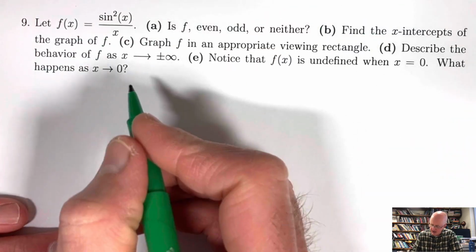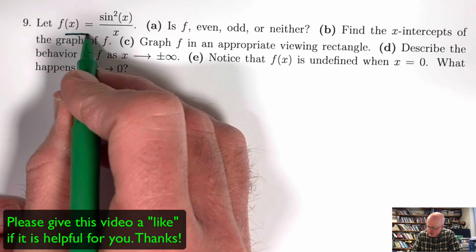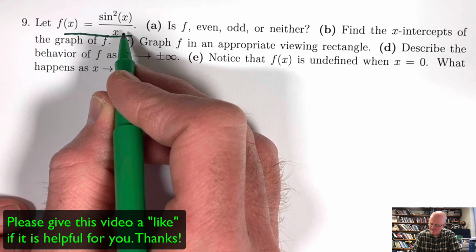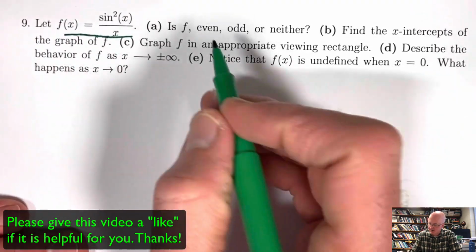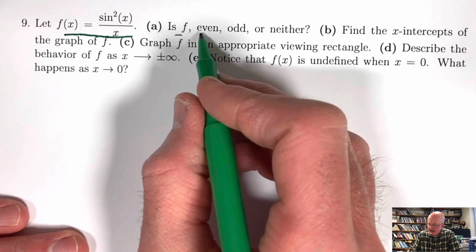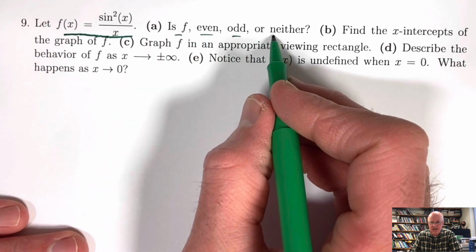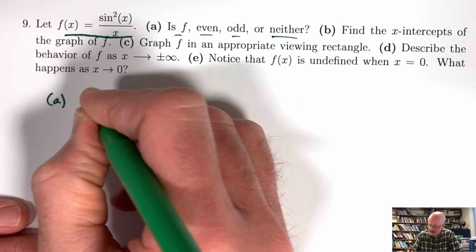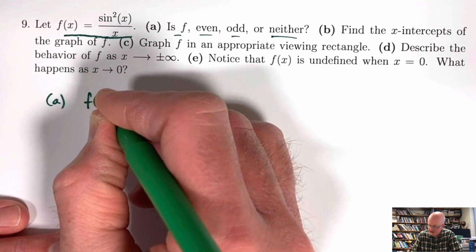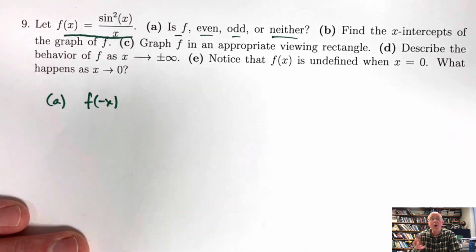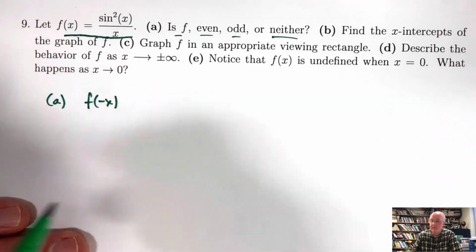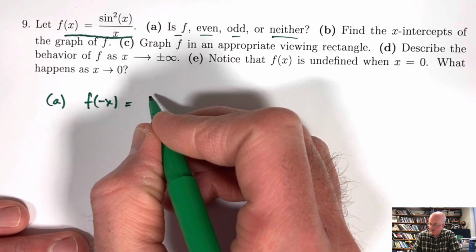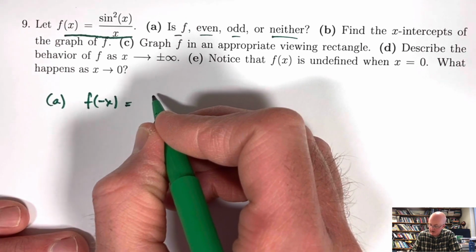Our last problem is a little strange. Let f of x be this strange looking function here, sine squared x over x. We're going to use technology in this problem. First thing, is f an even function, an odd function, or neither? Let's address these one at a time. How do you decide? You think about replacing x with negative x, effectively a horizontal flip across the vertical axis. What happens when you do that? Do you get the original function f of x back, or do you get its opposite, or neither?